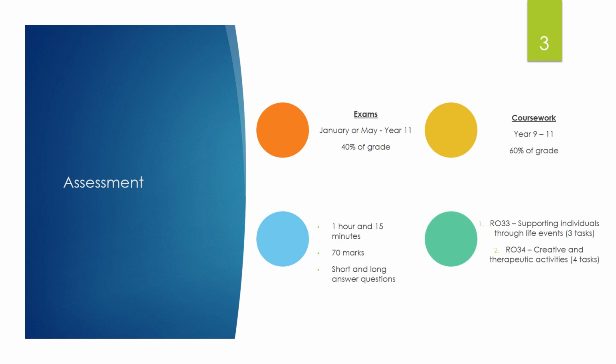The exam is worth 70 marks and is 40% of your final GCSE grade. This exam is sat in Year 11, whereas the coursework is completed throughout Year 9, 10 and 11. The coursework is split into different units, and each unit has got a different amount of tasks that needs to be completed based upon what students have learnt throughout the unit.